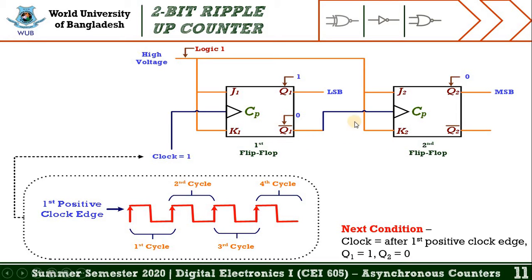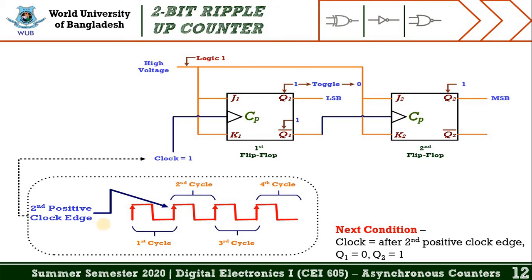Since the second flip-flop is not activated or triggered because of the clock signal value, we get 0 in the output. And here we found the value of clock is 1, the value of Q1 is 1, and the value of Q2 is 0. So let's move into the next slide to explore when the second positive clock edge is applied at the clock.